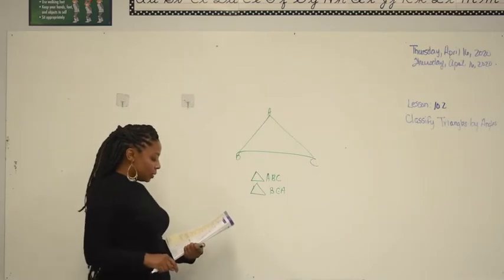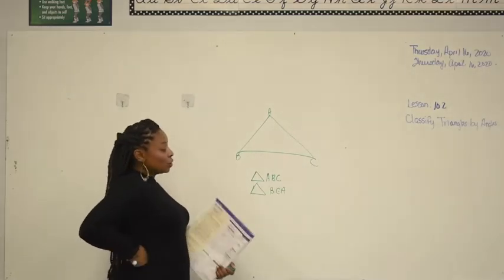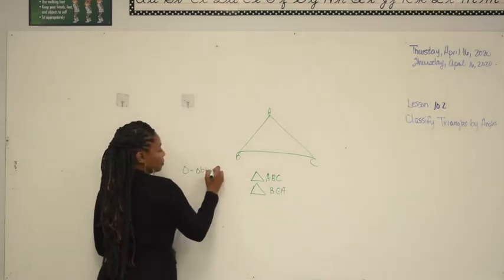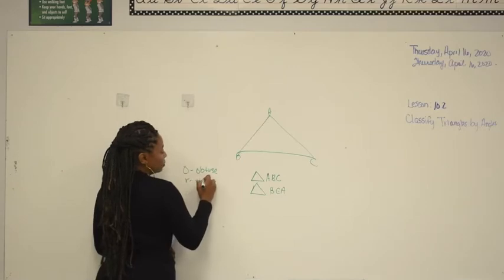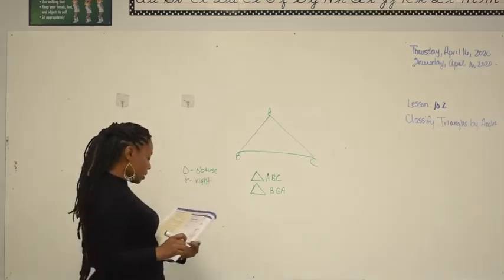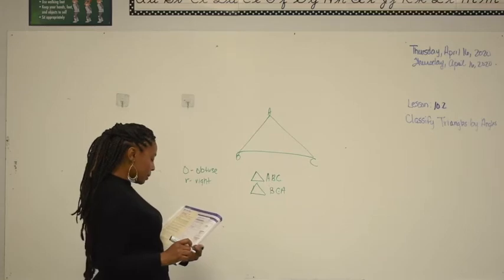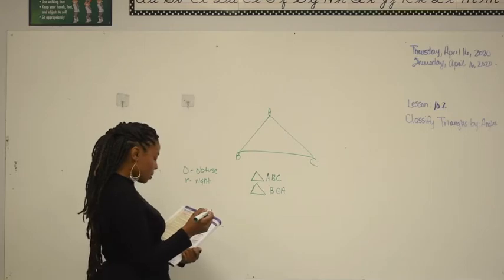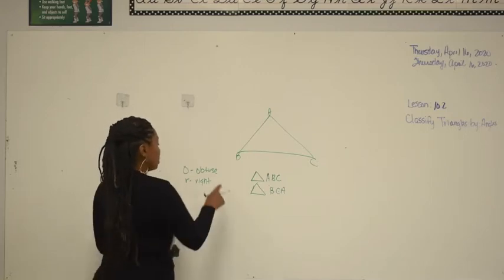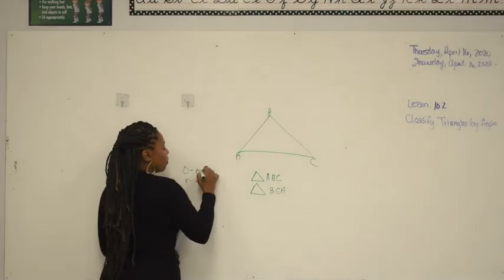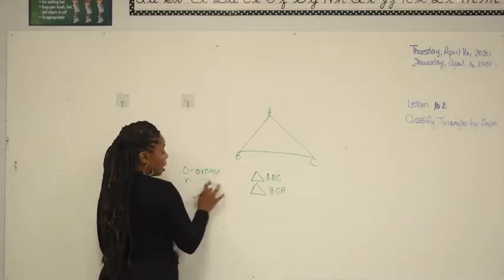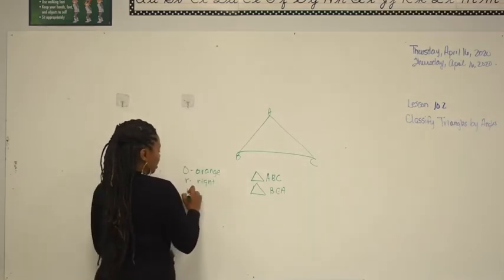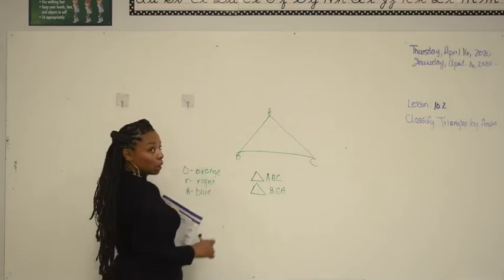I want you to label these, okay? Now, I want you to put O for obtuse, R for right angle, right? And then I want you to put B for blue. No, that's not what I want. I'm sorry, I did that all wrong for you. So I want you to put O for orange, R for right, and then I want you to put B for blue. Follow the book. How about that?